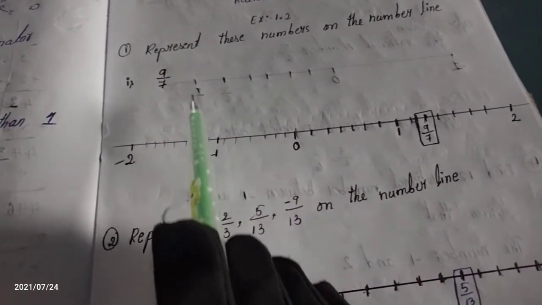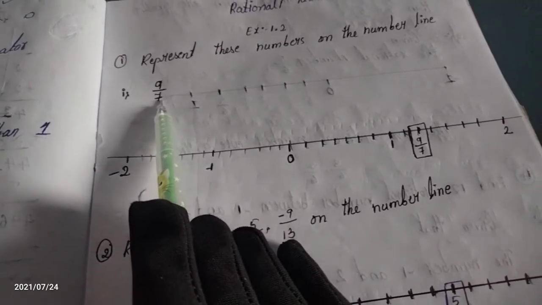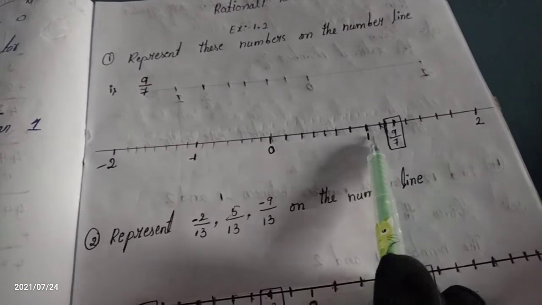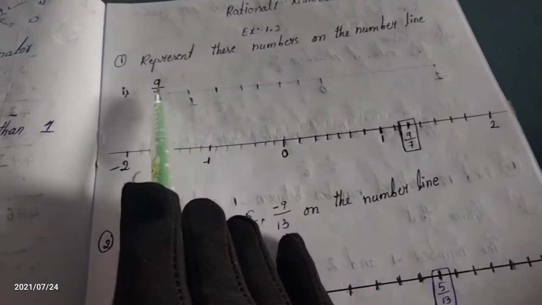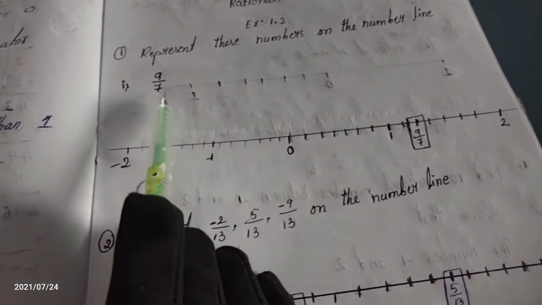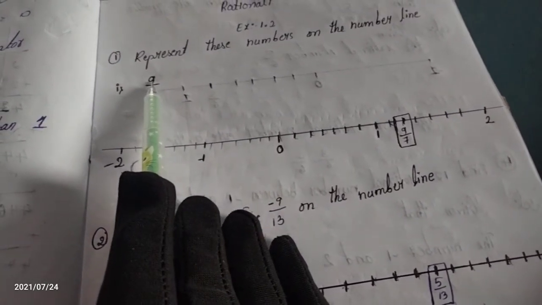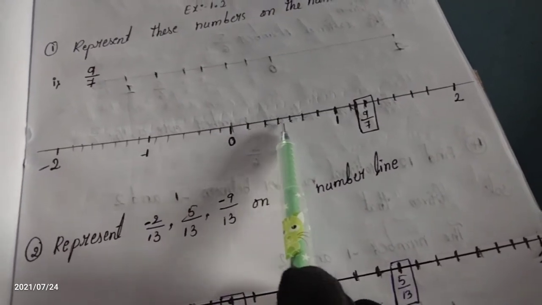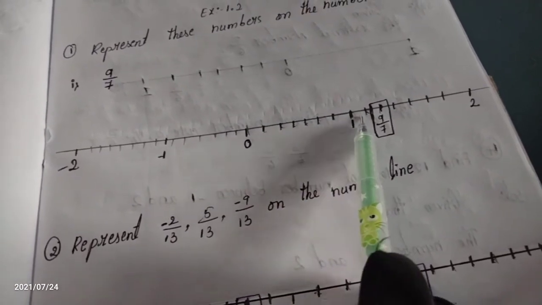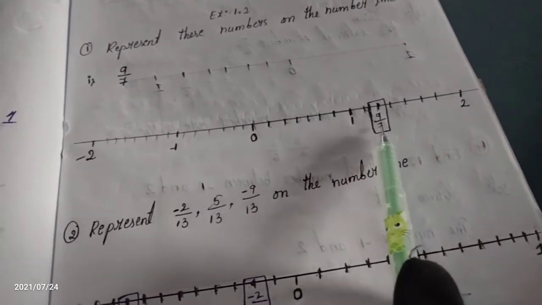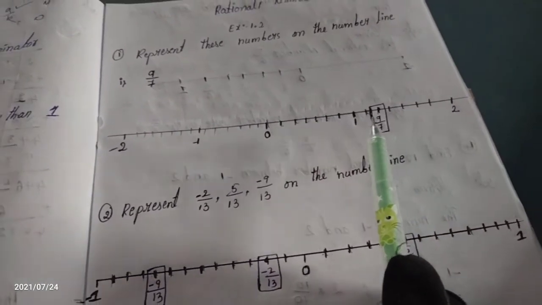Then what do we have to do? Observe the denominator 7: we divide the fixed distance into 7 parts. Then from 0 you have to count 9: 1, 2, 3, 4, 5, 6, 7, 8, 9. This is the point. We are locating 9 by 7. This is the following step.